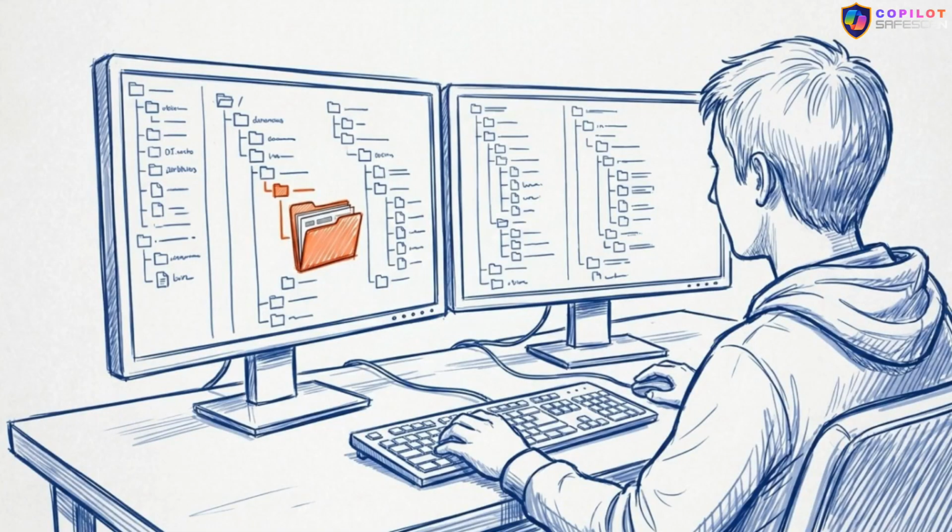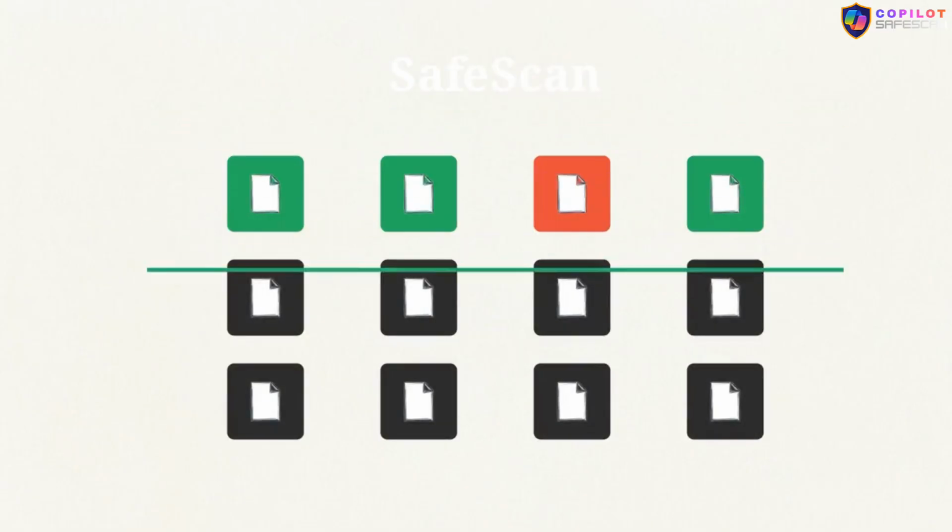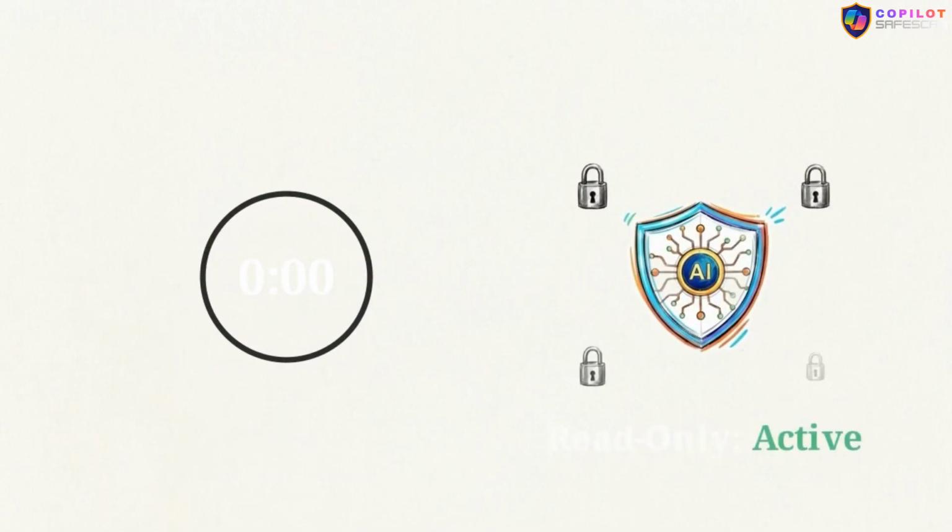To fix this, you need to know exactly what is exposed. SafeScan is a read-only diagnostic tool that maps out your tenant's vulnerabilities. It runs in under 5 minutes, leaves zero footprint, and makes no modifications to your environment.